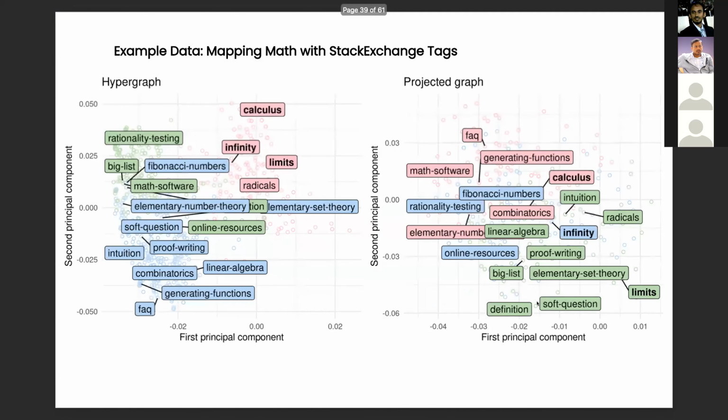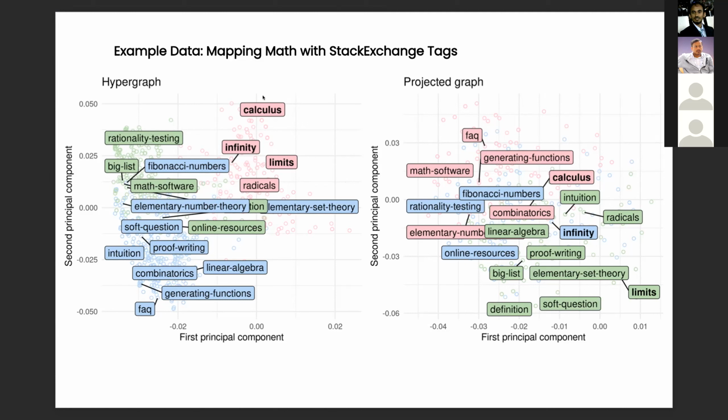Okay, and what we see after running our hypergraph eigenvector method. On the left here is a representation of the learned clusters, that's the colors here. I'm projecting the data down onto just two components for representation, but really you should be focused on the colors. The clusters learned by the hypergraph community detection place together these rationality testing, big list tags, all of these green tags, all of the blue tags, and these pink tags.